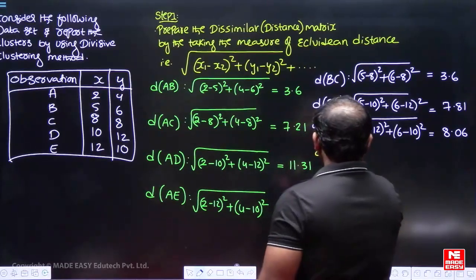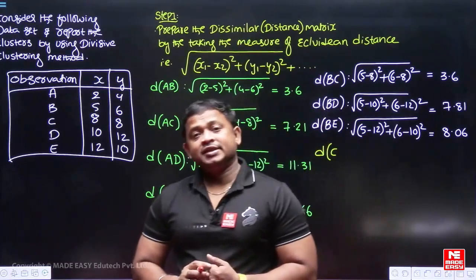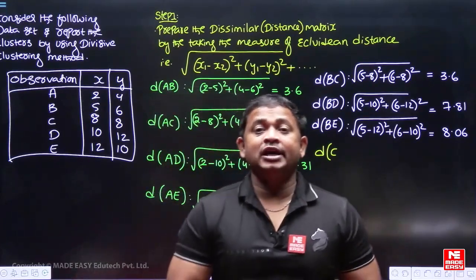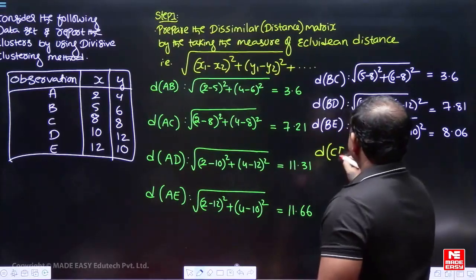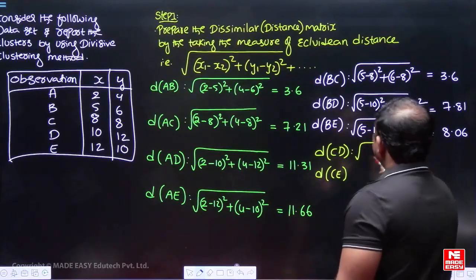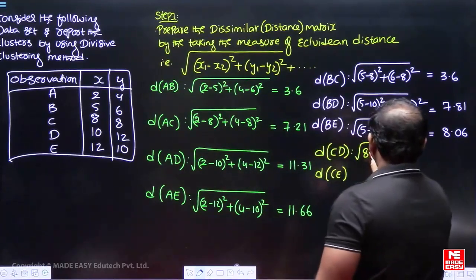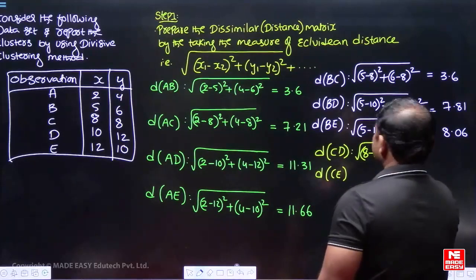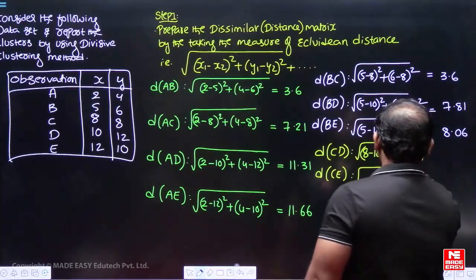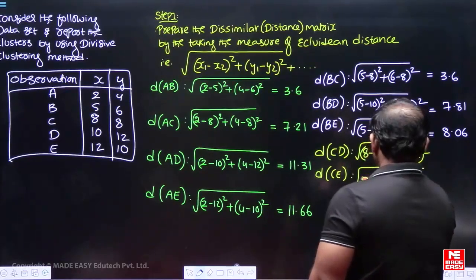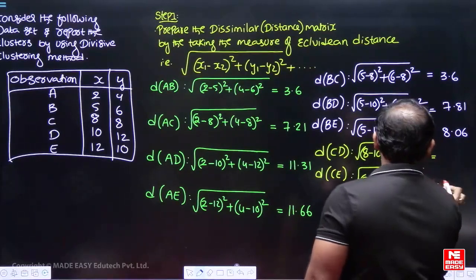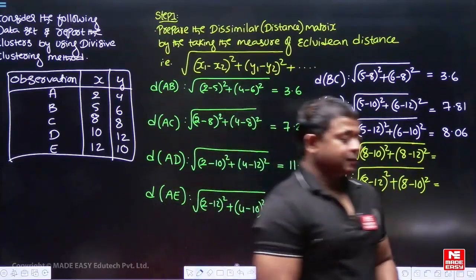Distance between C and A, no need to calculate because AC is already calculated. Distance between C and B, no need to calculate, BC is already calculated. Now the distance between C and D and between C and E, that's it. Square root of (C value 8 minus D value 10) whole square plus (C value 8 minus D value 12) whole square, then (8 minus 12) whole square plus (8 minus 10) whole square. All of you calculate these two values and report it.